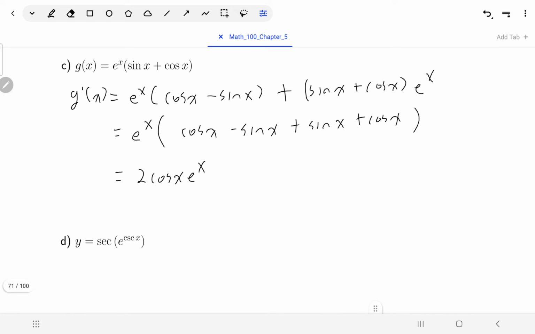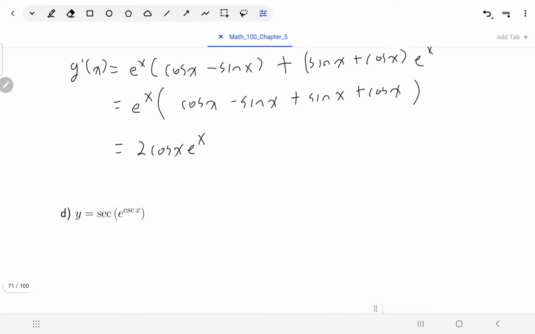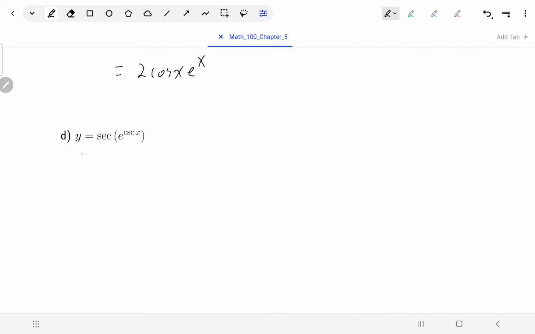Okay, last one on this page, we've got a function inside of a function inside of a function. So I have cosecant inside of an exponential function put inside of secant. Okay, so let's find our derivative. dy/dx, what's the derivative of this function? So working my way from outside to inside, derivative of secant is secant tangent, and leaving the insides alone for now, so that'll be an e^(csc x) inside of both.